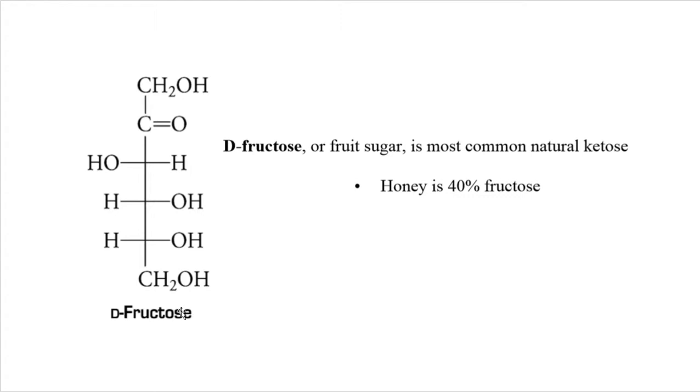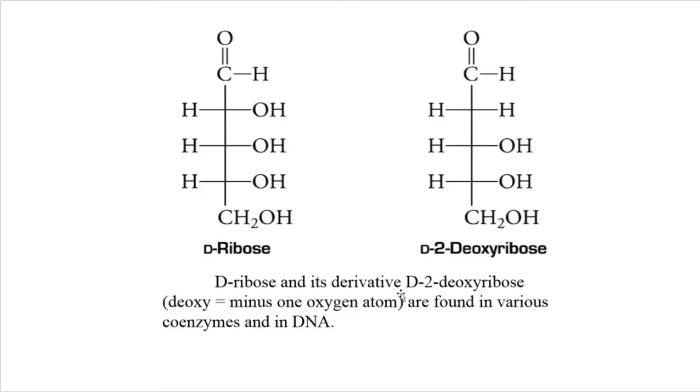Also, we have the fructose, that is one of the products that makes 40% of honey. Two important sugars are ribose and deoxyribose. They are found in RNA and DNA.